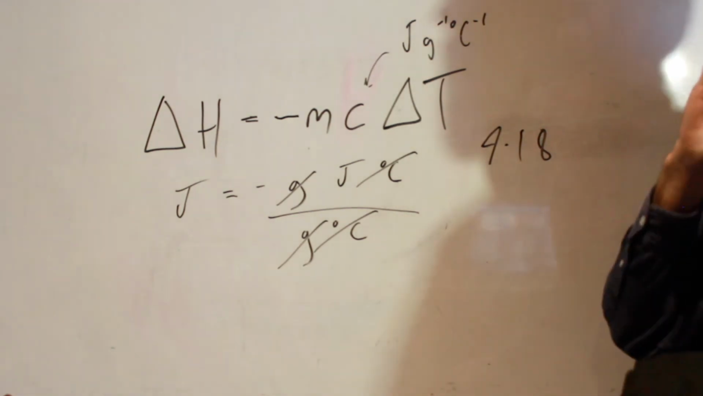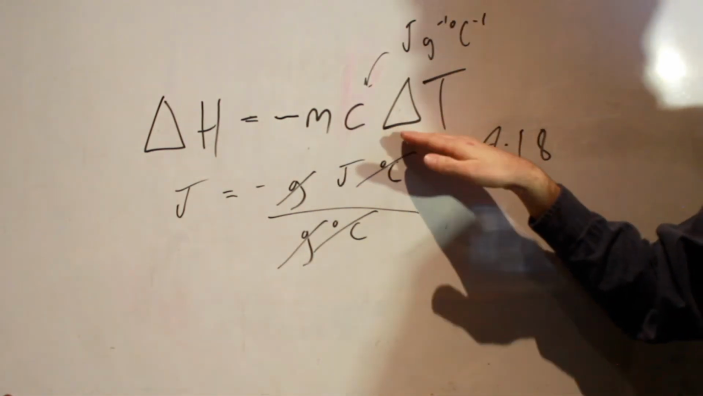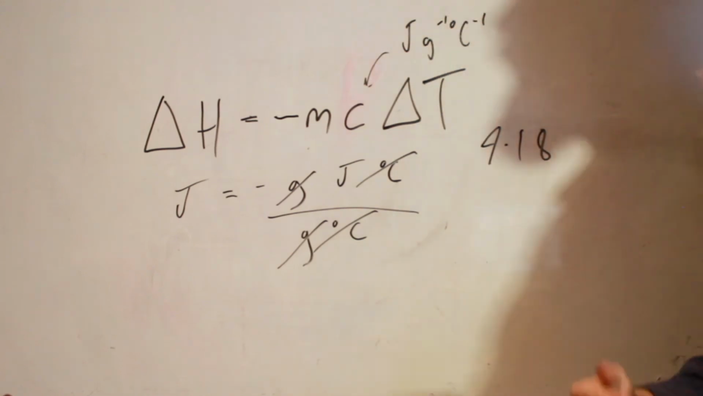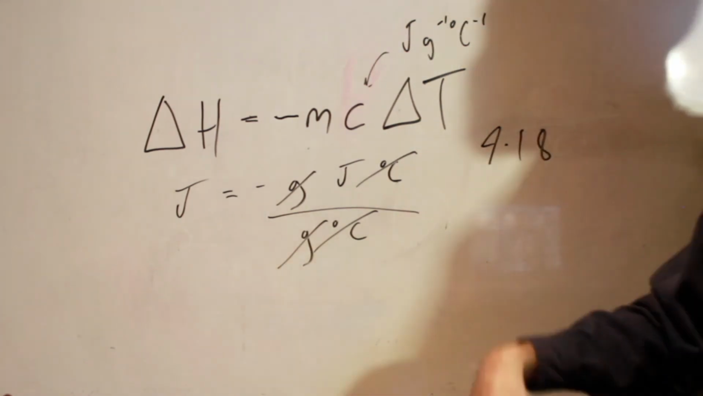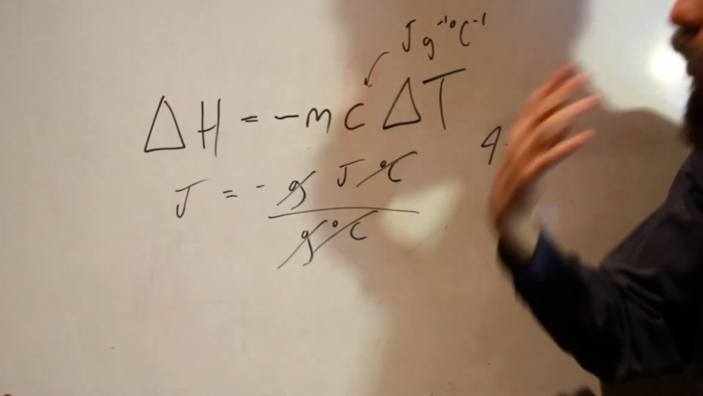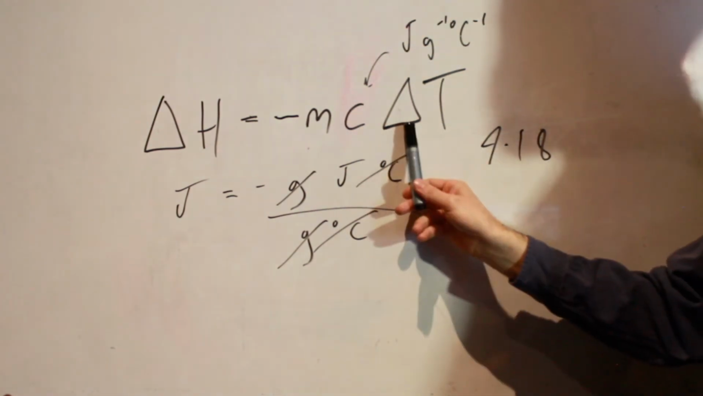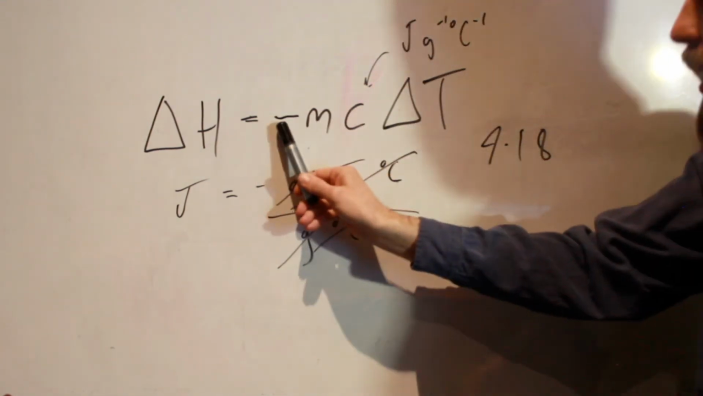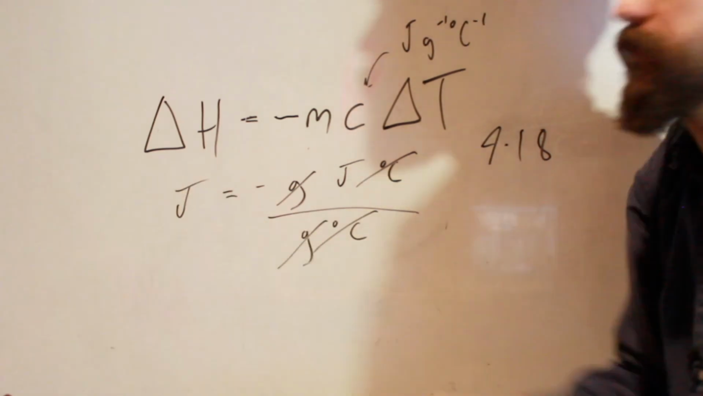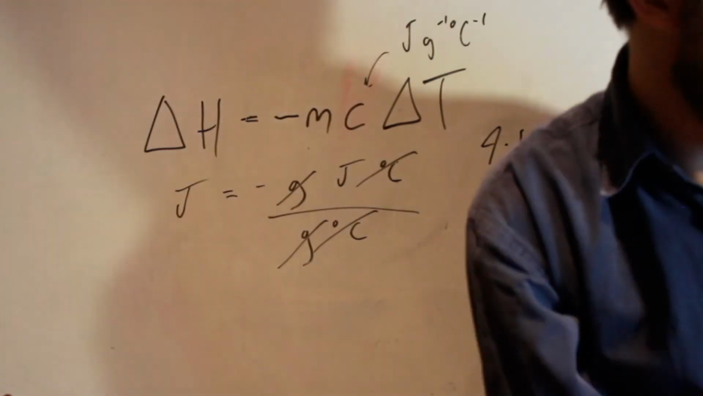Similarly, if we record the temperature going down, that would imply it's an endothermic reaction. We know that endothermic reactions have a positive sign. So if we have a negative value for delta T, a negative times a negative will give us a positive value for delta H. Righto, let's look at some examples and how we do these calculations.